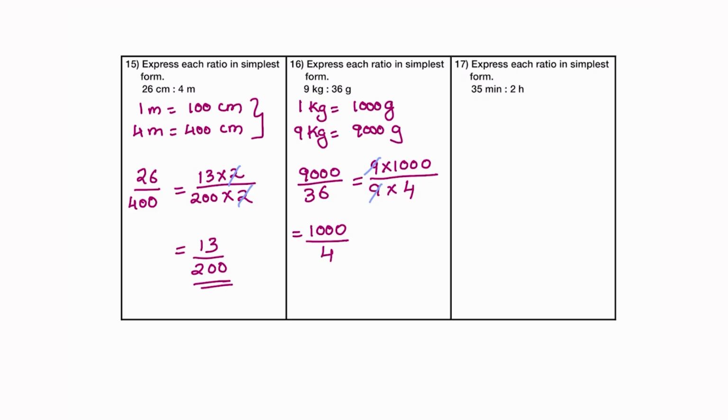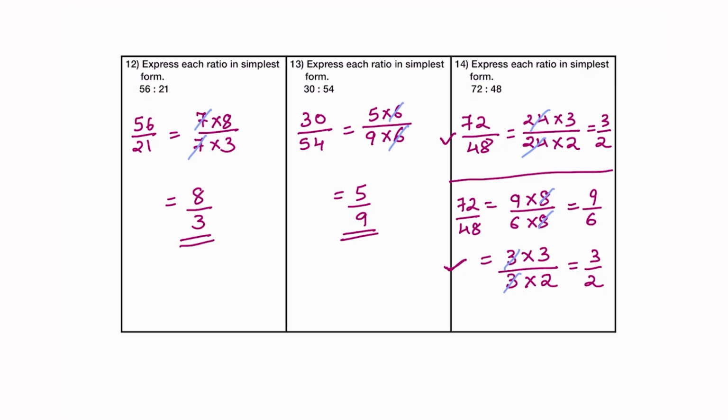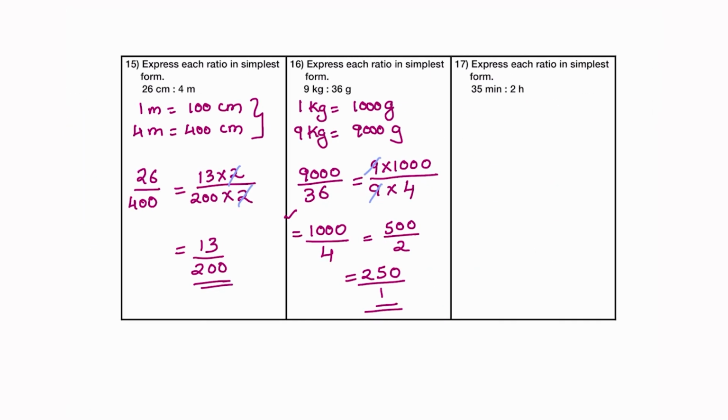Both are even numbers, so you can further divide this. So if you divide both by 2, that will be 500 over 2. Again, both are even numbers, so we divide by 2 again. 500 divided by 2 is 250. 2 divided by 2 is 1. So 250 to 1 is the answer. Because here this was a big number, we followed this second process that we have. So if that helps, we should do that.